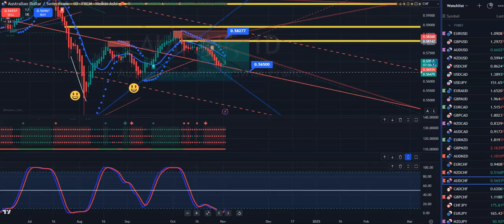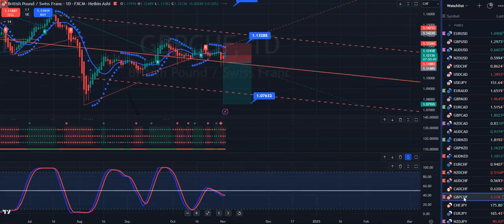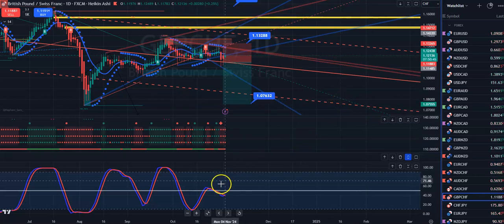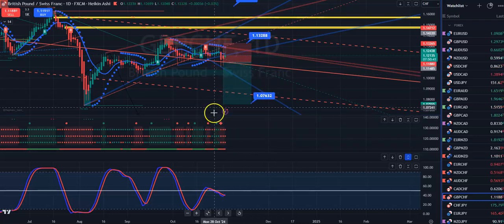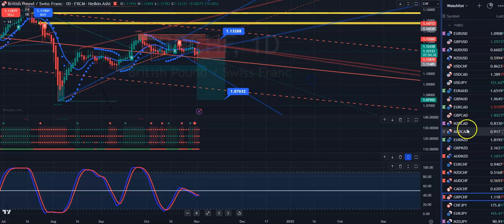Aussie Swiss to the downside, almost hit target, probably going to hit target in the next 24 hours. Pound Swiss mixed, but nonetheless below the 50 on the RSI, and all the sellers are still in despite it being mixed. I think the Swiss franc futures contracts are just going to take over.